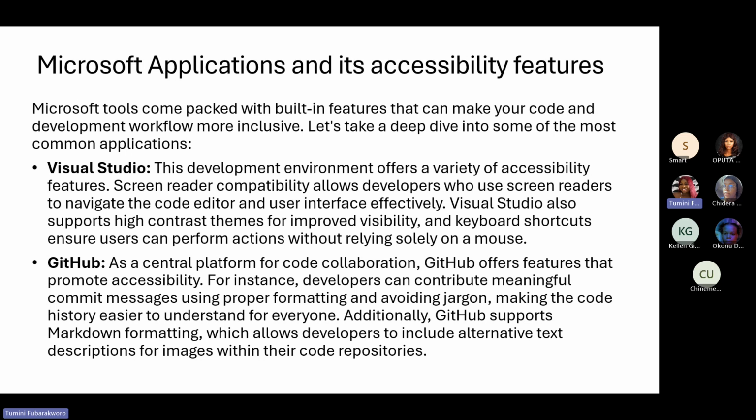So another platform is GitHub. GitHub is a central platform for code collaboration. GitHub offers features that promote accessibility. For instance, developers can contribute meaningful commit messages using proper formatting, avoiding jargon, making the code history easier to understand for everyone.